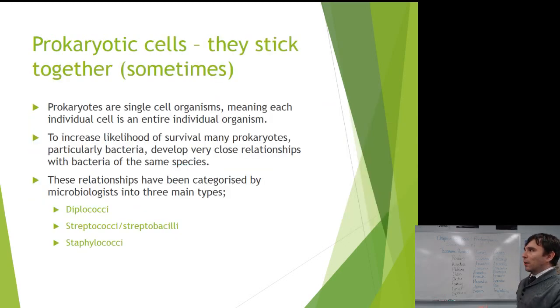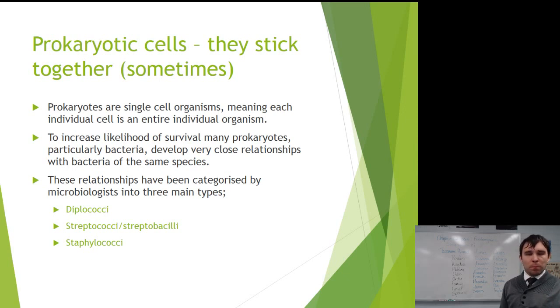When these prokaryotic cells organize themselves, many of them stick together. Not all of them, but many of them do. And that's purely because, as we'll see later on when we get into the environments of these cells, the environments contain things that are going to damage them. So by organizing themselves into what we call colonies, they are more likely to survive because they're able to exert some control over their environment, or at least protect themselves from it.